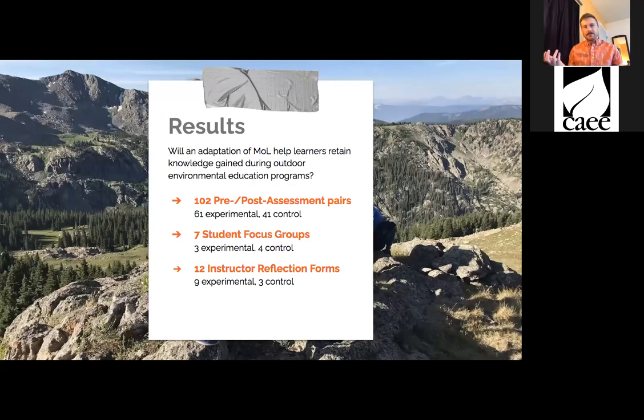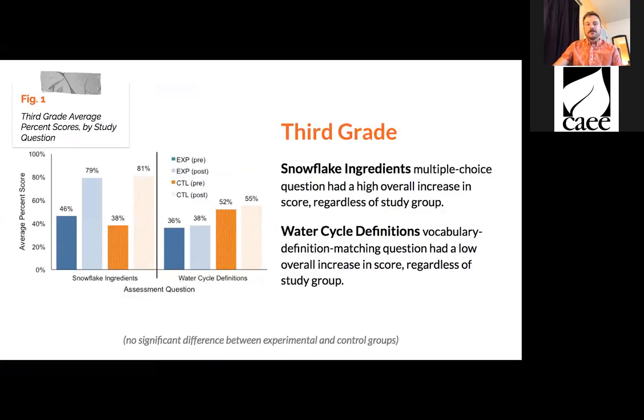So my results: I ended up with 102 pre-post assessment pairs. That was a lot. I learned how to use Excel pretty well, and I learned how to use SPSS really well, which is the data processing. But then I ended up with seven focus groups, which was several minutes. I didn't actually measure how long all the audio was, but I got some really cool audio, and I'll share some quotes from those later. And then instructor reflection forms were just written out from each of the instructors, and I got a lot of feedback on that too.